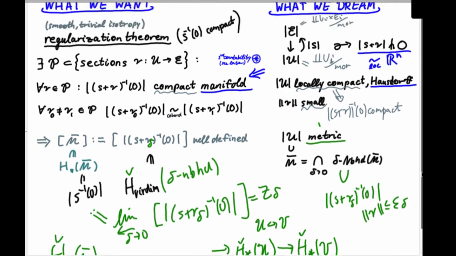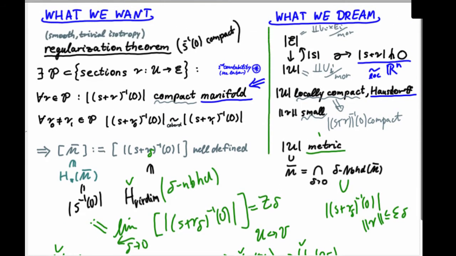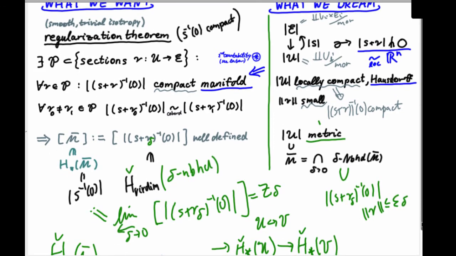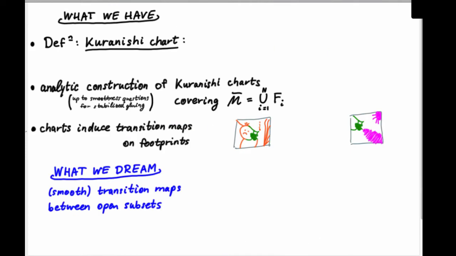So that's our dream here. That would be awfully nice. That asks for a whole lot of properties of an ambient space. Not only do we want an ambient space, we want it to be a locally compact metric space. Well, let's see. So that was dreamland. So what do we actually have?